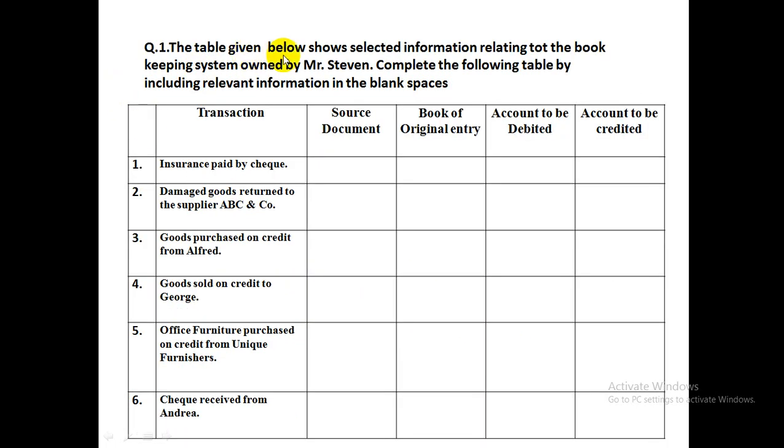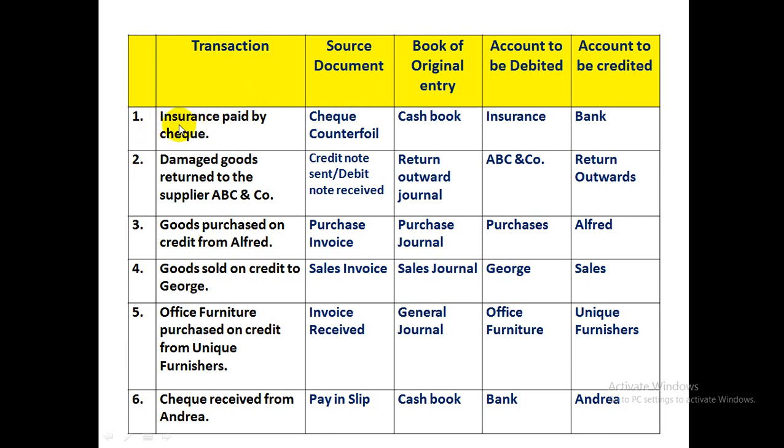The table given below shows selected information related to the bookkeeping system owned by Mr. Steven. Complete the following table by including relevant information in the blank spaces. 6 transactions are given. Let's see how to solve it. Transaction 1. Insurance paid by check.